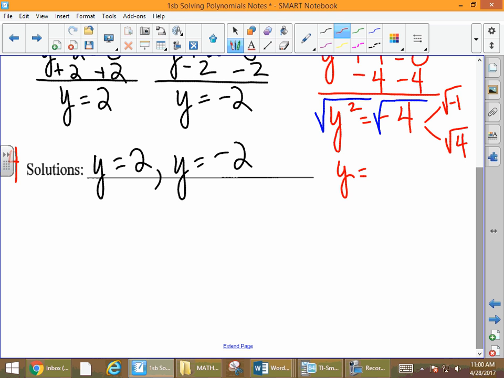What's the square root of negative 1? What's the square root of 4? 2. Don't forget, that's going to be plus or minus 2i. That squared tells us that we're going to have 2 solutions. We're looking for a total of 4. Our other 2 are y equals 2i and y equals negative 2i. So y equals 2, y equals negative 2, y equals positive 2i, y equals negative 2i. 4 solutions.